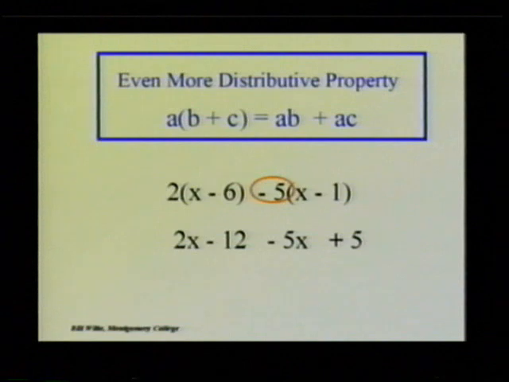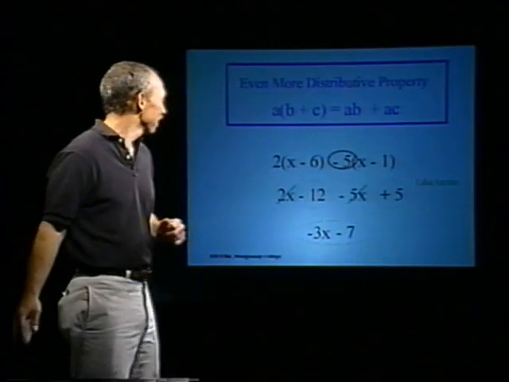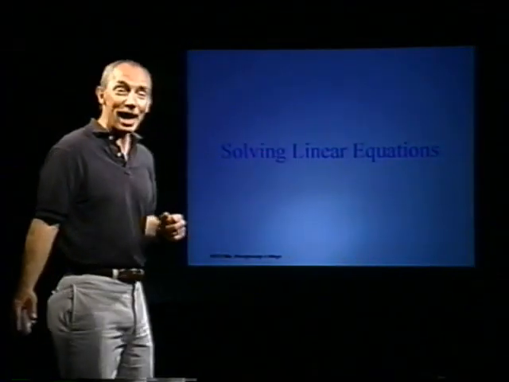Okay, once again, we'll add like terms. Let's see. 2x and negative 5x, I get more negative than I got positive, so the negative's going to win here. Negative 3x. And negative 12 and positive 5, here again, I got more negative than I got positive. It's like my bank account. And that's it. You gotta love it.